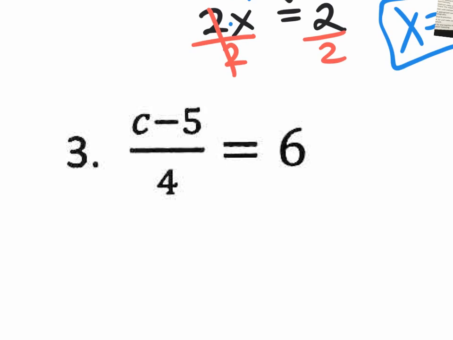Number 3. We want to get c by itself on the left side. It's not by itself. To get rid of things, you do the opposite. So we have a divided by 4 right here. I need to get rid of that divided by 4. What do we do? Multiply by 4, right?